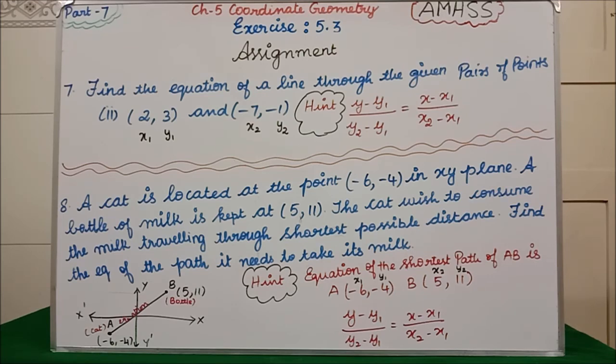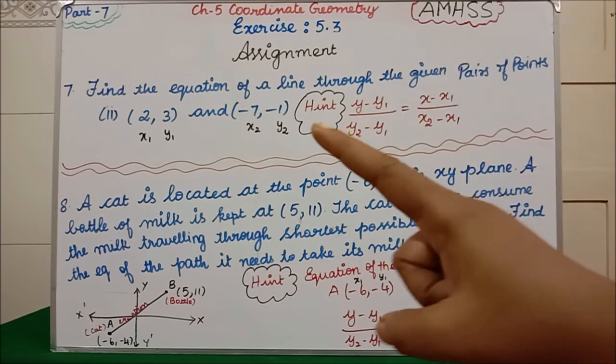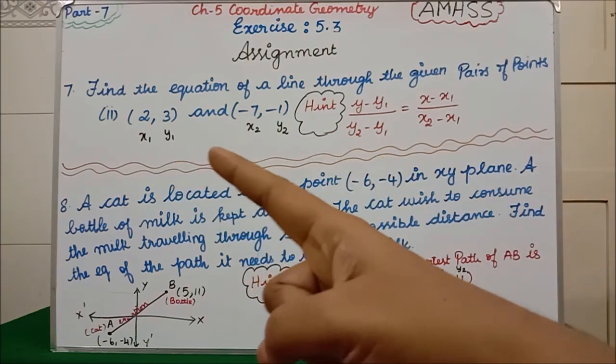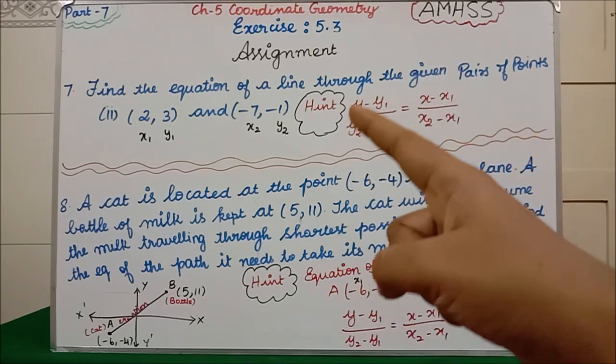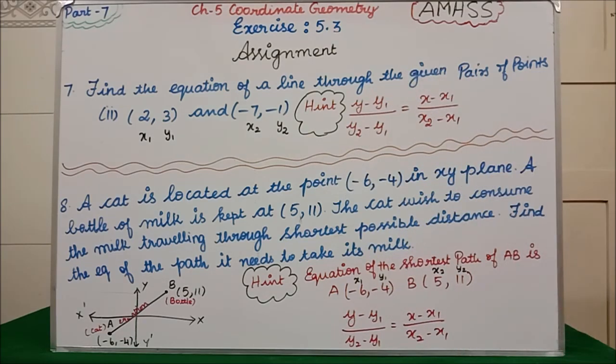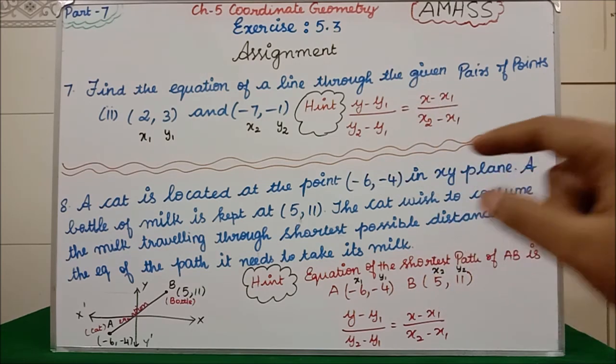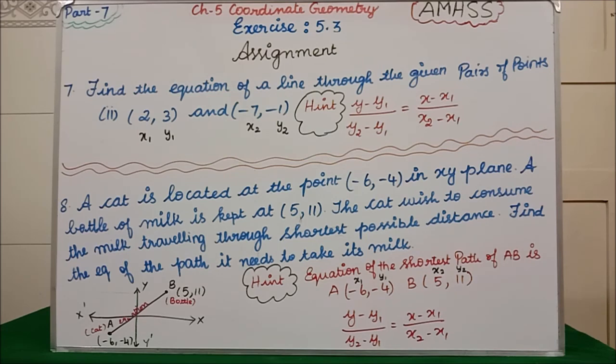It is very easy. See, I have written the below what is x1 and what is y1, what is x2 and what is y2. You are going to just substitute in this formula. Clear? After substituting, what you are going to do? You are going to do the cross multiplication and you are going to find the equation of a line at last. Clear? 8th question. A cat is located at a point minus 6, minus 4 in xy plane.